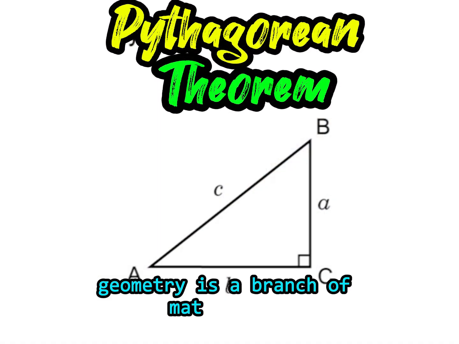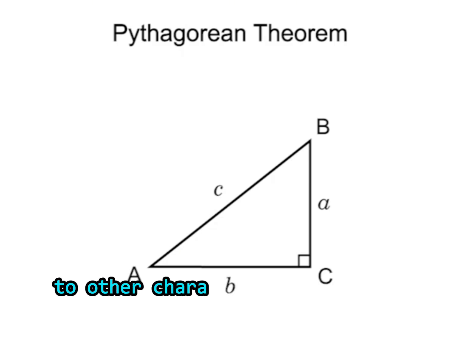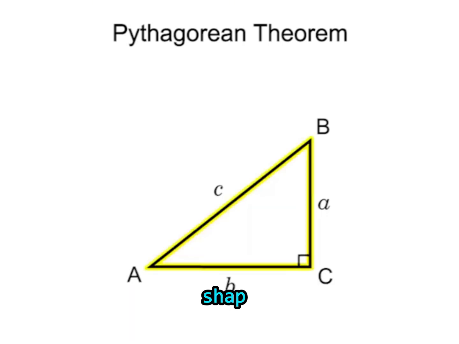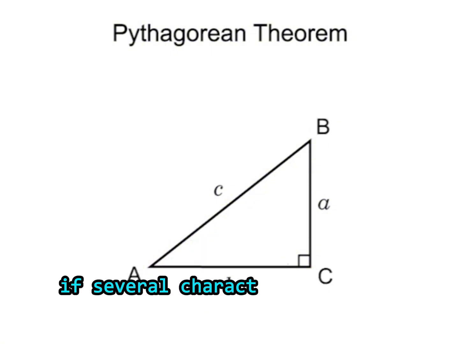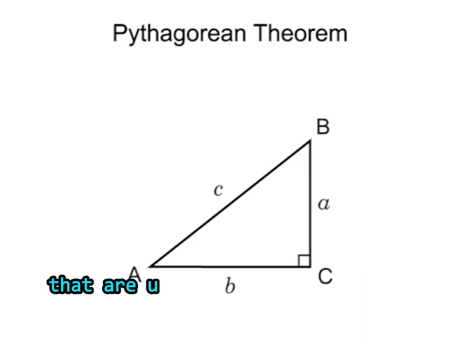Geometry is a branch of mathematics that relates various known characteristics of a figure to other characteristics of the same or similar figures. These characteristics may be size, shape, angles, and so on. If several characteristics are known, they can be used to calculate other characteristics that are unknown.